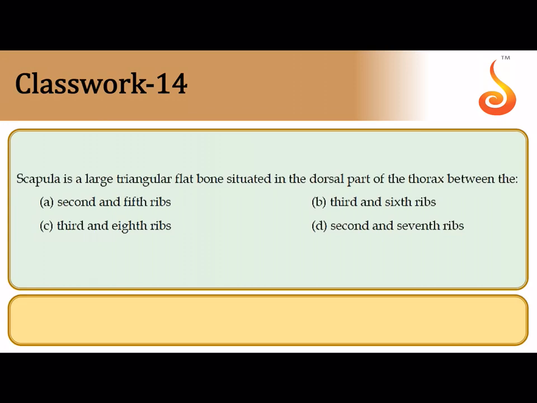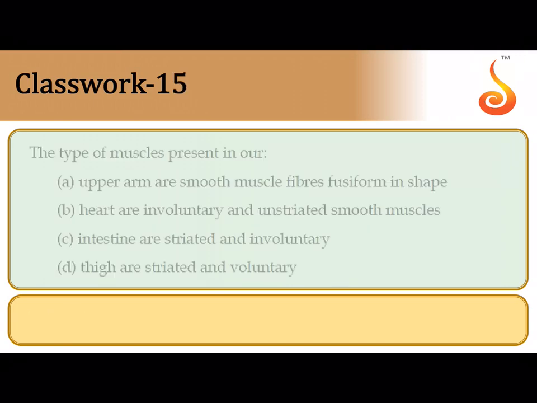Scapula is a triangular flat bone on the back of your upper shoulder, and it extends between the second and the seventh rib. So this is factual information. Between the second and the seventh rib, the scapula spans the second to the seventh ribs on the back of your shoulder.